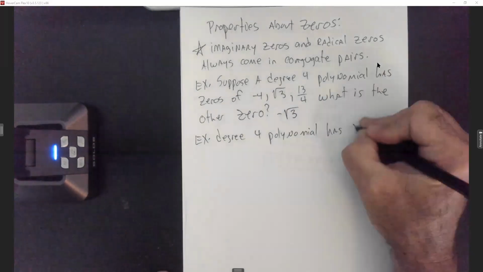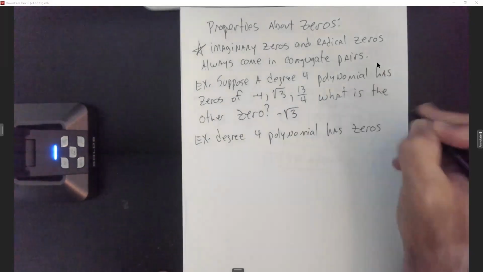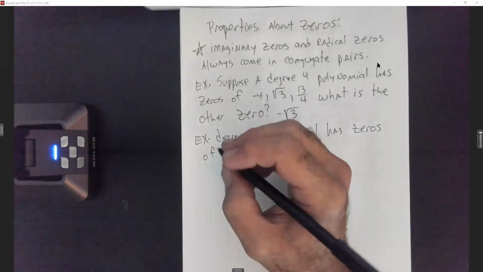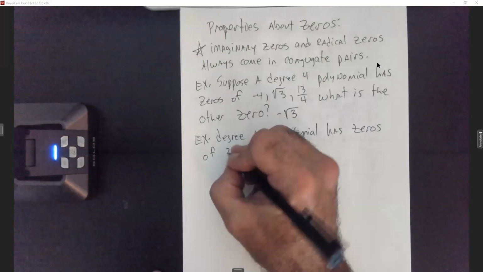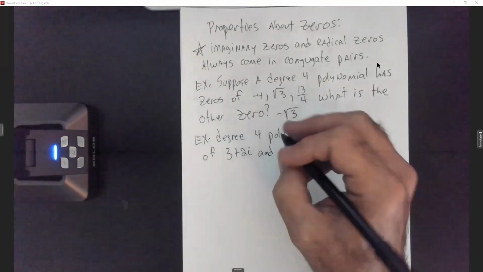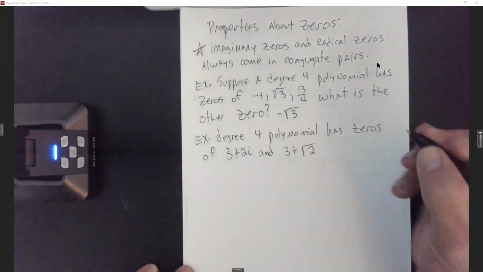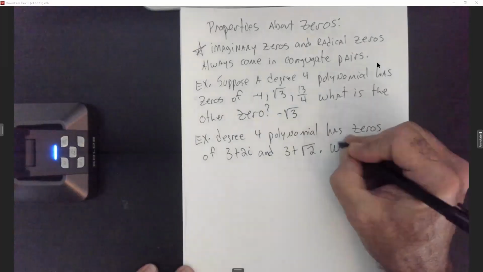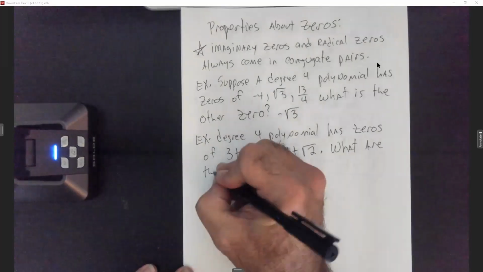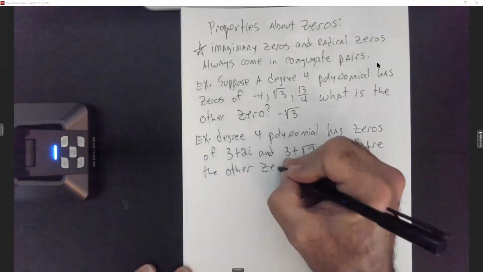Has zeros of 3 plus 2i and 3 plus square root of 2. What are the other zeros? 3 minus 2i.